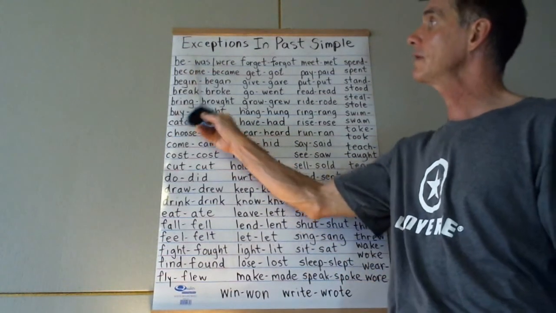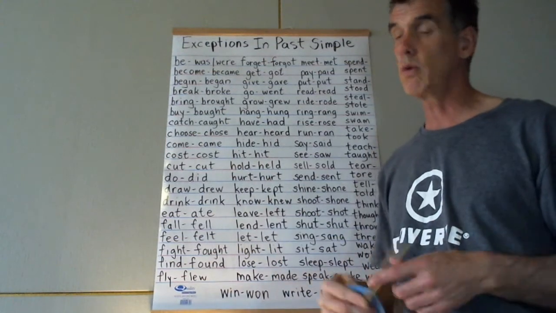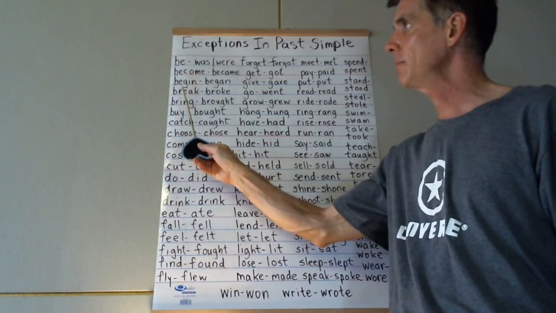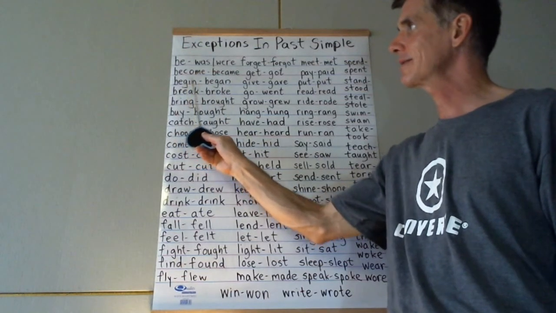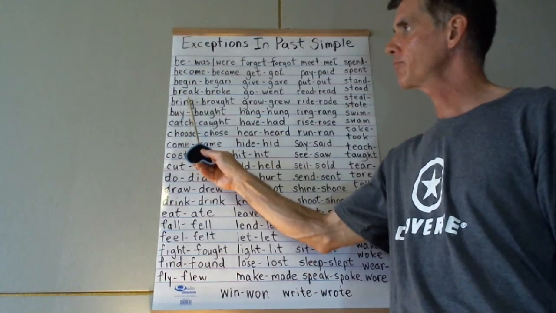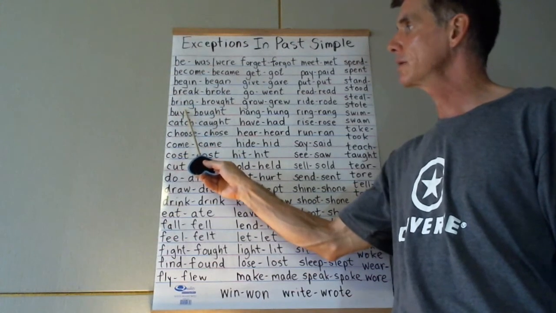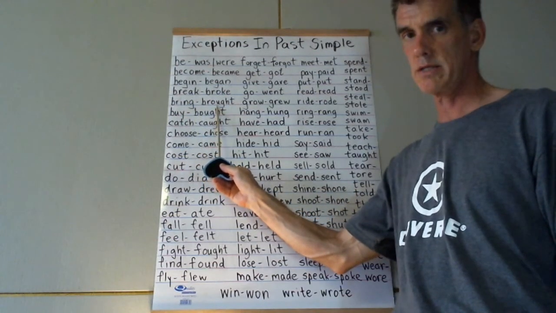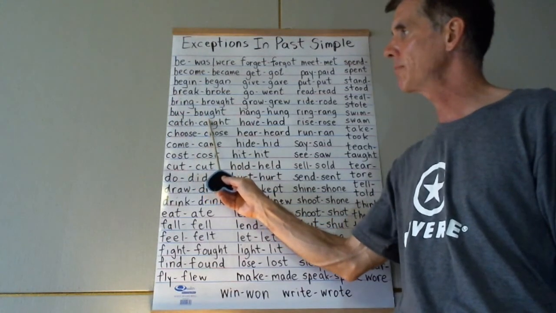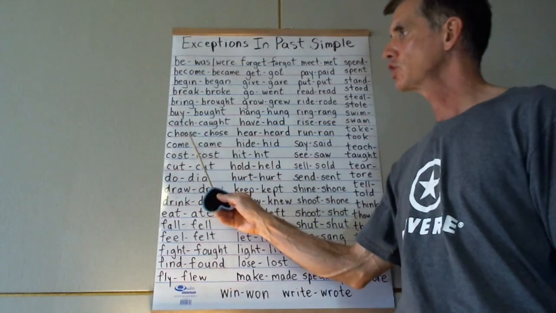All right, so the be verb, again, in the past tense becomes was or were, okay? Become in the present becomes became. Begin in the present tense becomes began, okay? Break in the present tense becomes broke, okay? Bring in the present tense becomes brought, okay? Buy in the present tense becomes bought. Catch in the present becomes caught.